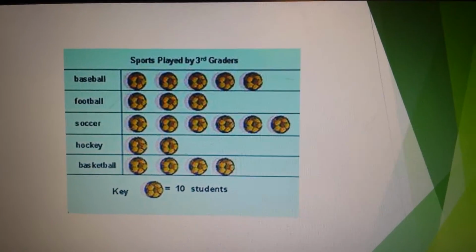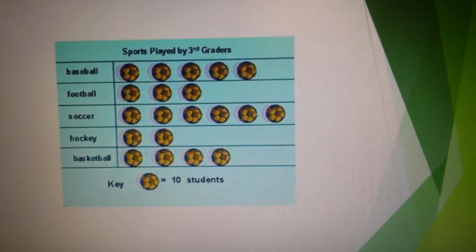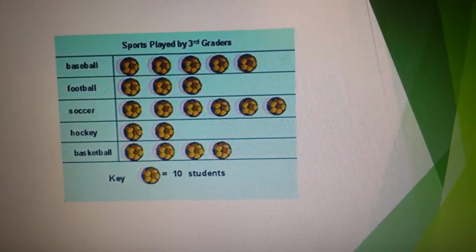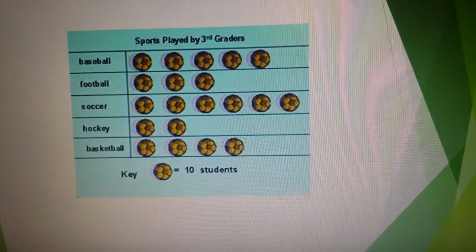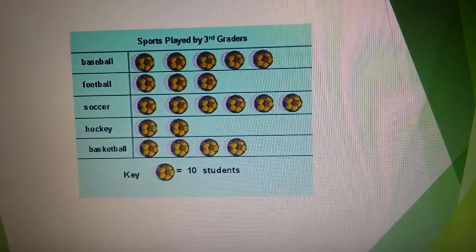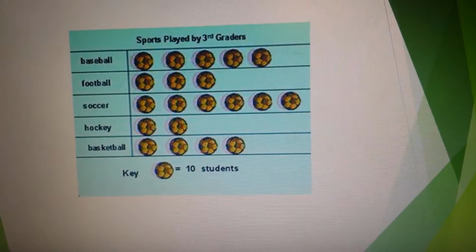First is the title, which is used to identify what that graph is representing. In this case, the title of this graph is representing the sports played by third graders.